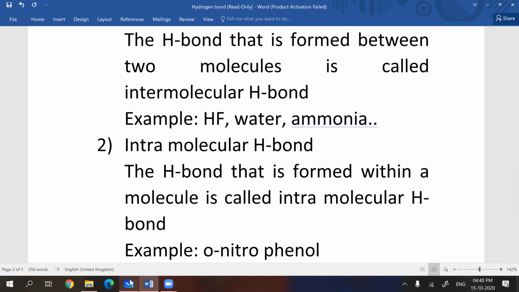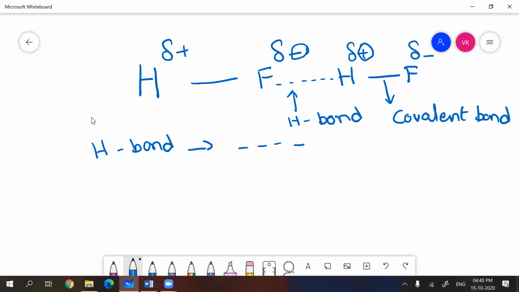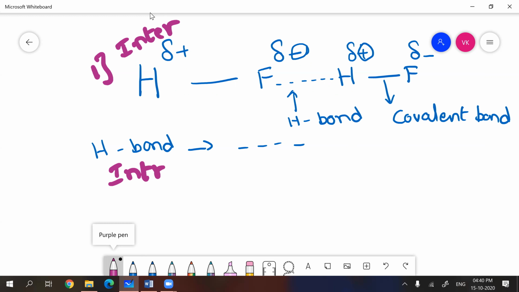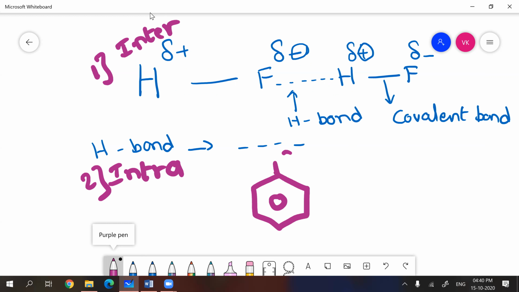So let's see one example each for intermolecular and intramolecular. The first one, whatever I gave you, is an example of an intermolecular hydrogen bond. Now let's see the intramolecular hydrogen bond. For example, I'm going to take ortho nitrophenol.